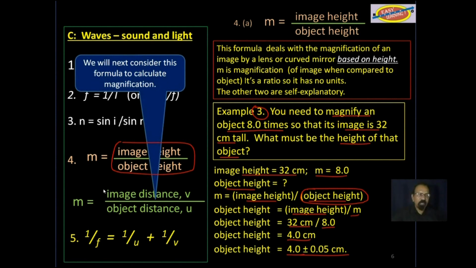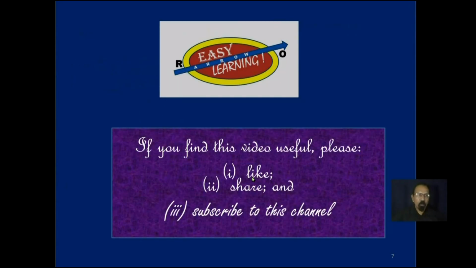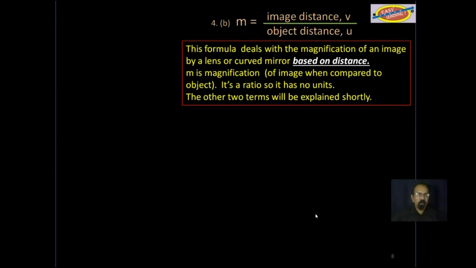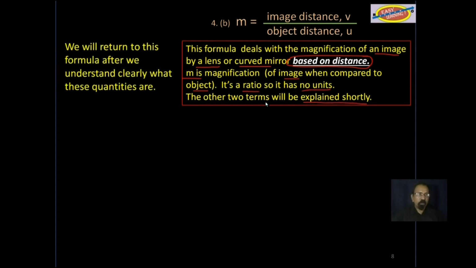Now we will look at magnification in terms of image distance and object distance. Now this formula deals with magnification of an image based on distance of the image and the object. M, of course, is magnification of the image when compared to the object. It is a ratio, so it has no units. We will return to this formula after we clearly understand what these quantities are.